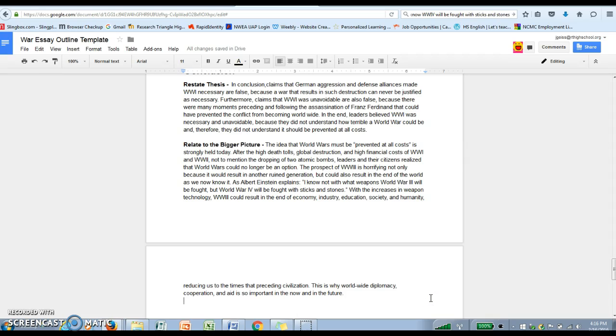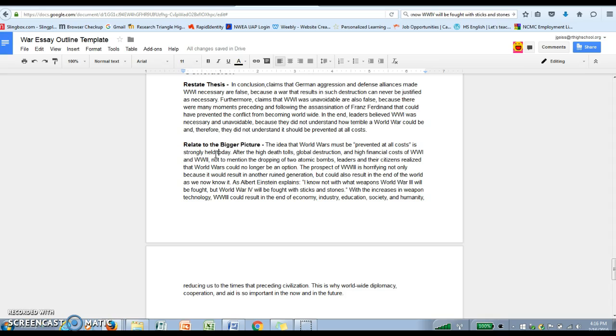So let's take a look at what the bigger picture does. First off, we see a clear transition when it says the idea that the world wars must be prevented at all cost. This directly refers to what the previous sentence was saying. They did not understand it should be prevented at all costs. So we see here that this acts as a transition from that idea to our next idea of how it's strongly held today. I'm going from talking about positions in the past to talking about positions held now.